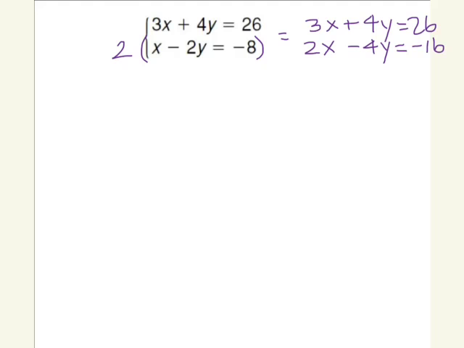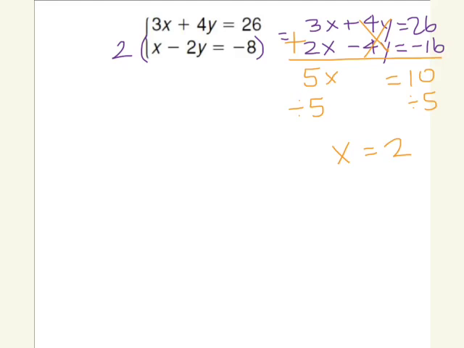Now, what do we see now? Well, I see that the y's have different signs. And so what we can do is just add it up. The y's cancel out. Left with 10x equals 10. Divide by 5. Divide by 5. X is 2. So there's x.